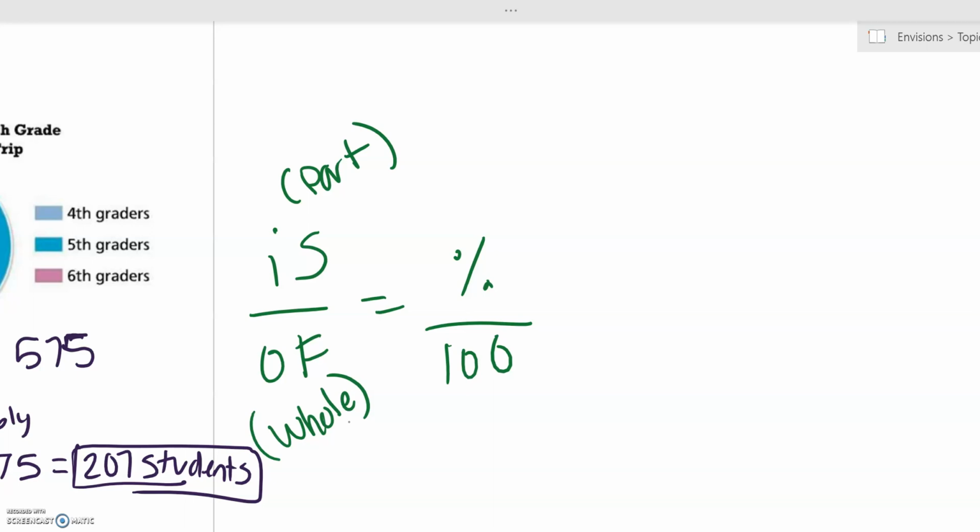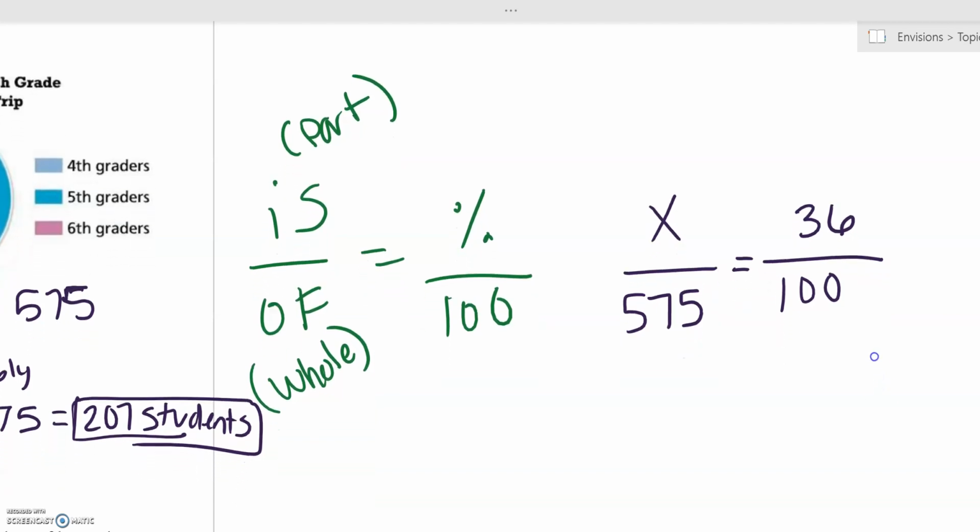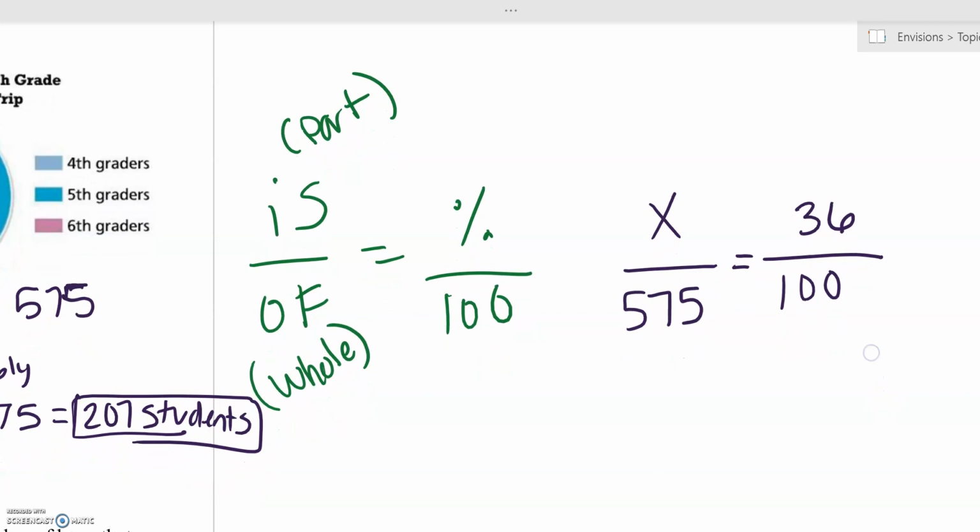So we have our problem here. We know that we have 36%. Notice that I do not have to write this as a decimal, but I have 36% over 100. Okay, and that's equal to my part, which I don't know, over the whole, which is 575 students. Okay, and so now we're going to solve the proportion. You're going to be solving a lot of proportions in 7th grade, so this is just getting started on that.